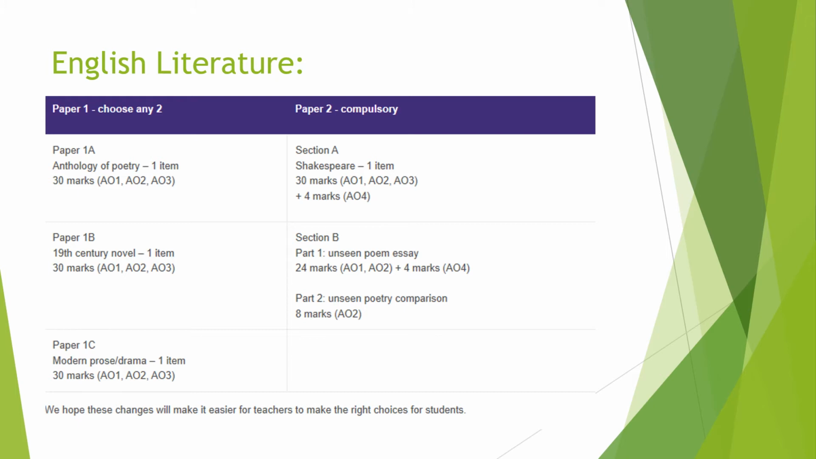Paper 2 remains compulsory. For our students, this means that in Paper 2 they will answer 1 question on a Shakespeare text, and they will also answer some questions on some unseen poetry. For Paper 1, they will have a choice of answering questions on 2 of 3 texts: the anthology of poetry, the 19th century novel, or their modern drama text or prose text.